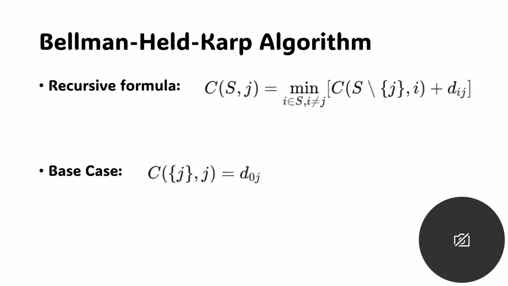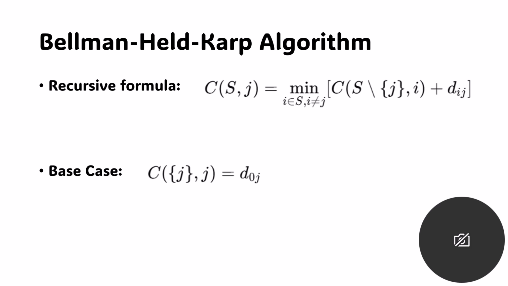The Bellman-Held-Karp algorithm uses this idea to systematically build up the best path by considering all subsets of cities. It stores the shortest path to every subset, ending at every possible city. Here's how it works in steps. First, you number the cities from 0 to n-1. Then you define a function, C(S, j), to represent the cost of the shortest path starting at city 0, visiting all cities in subset S, and ending at city j. The recursive formula is on the slide, with the base case as well.